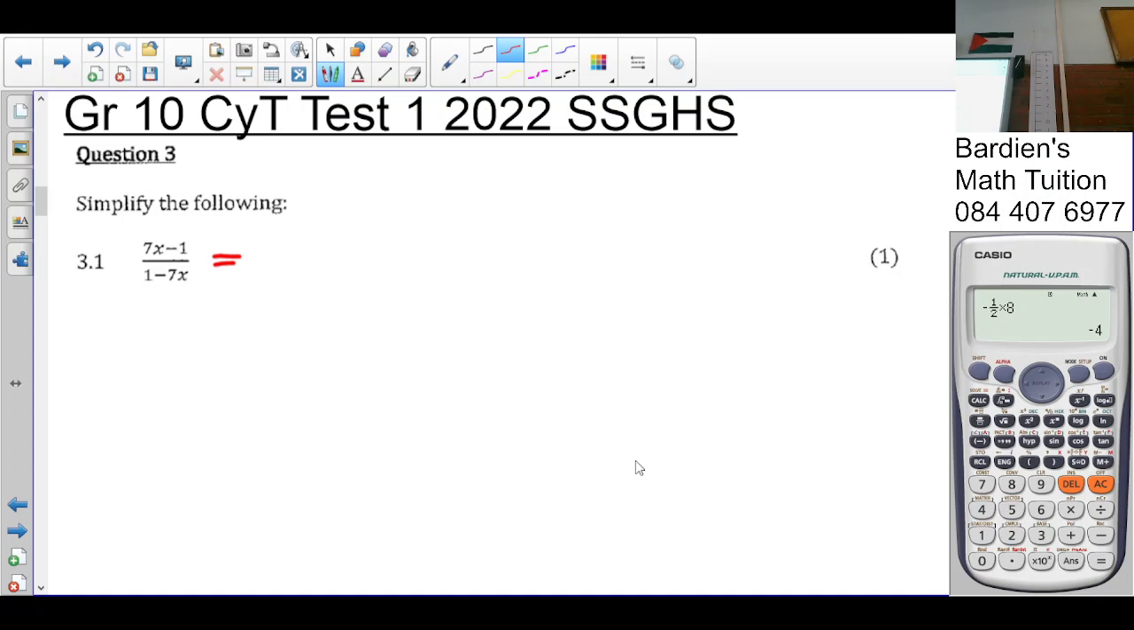Okay, we got 7x minus 1. People, that's almost the same. I swap it around. Swap it around, what's going to happen? Negative comes up. So it's 7x minus 1. Now what? 7x minus 1 cancels. Leaves you with negative 1.